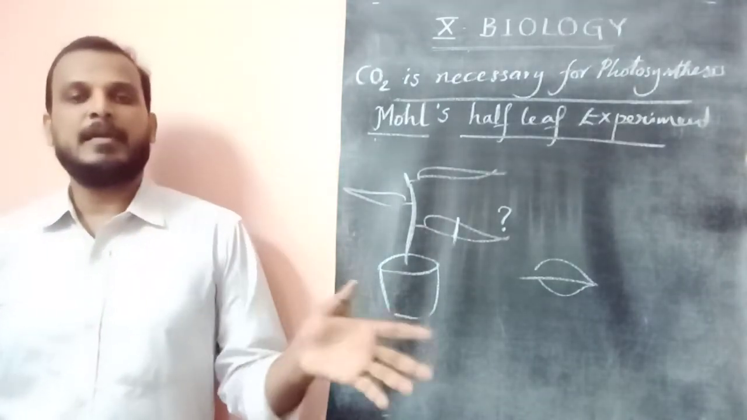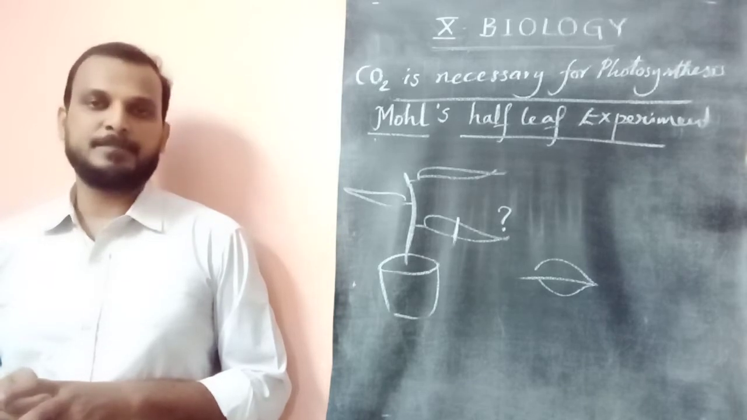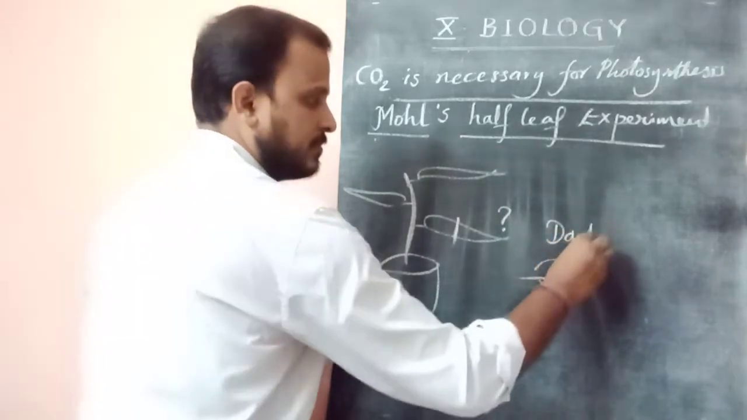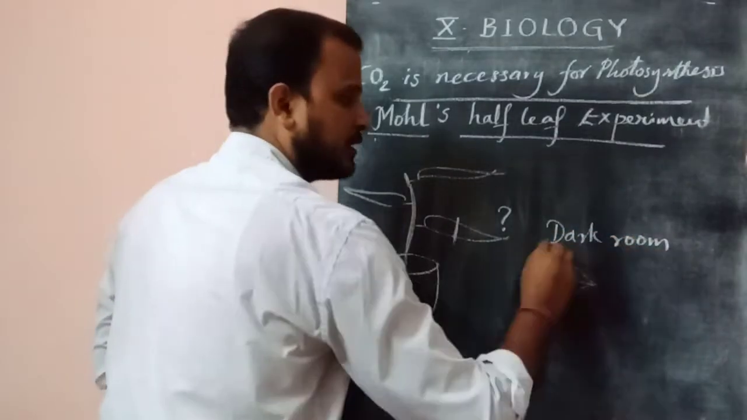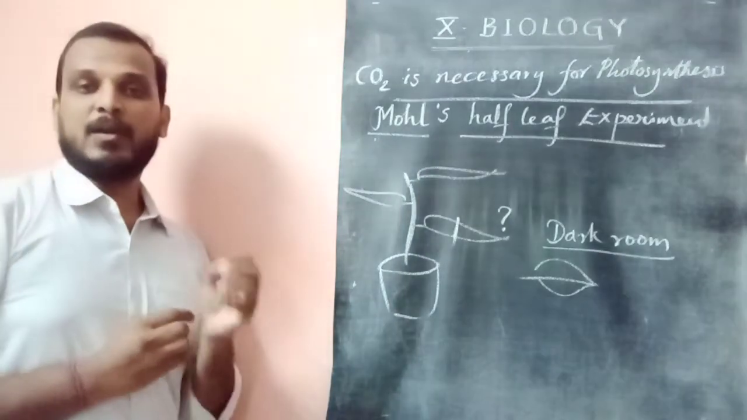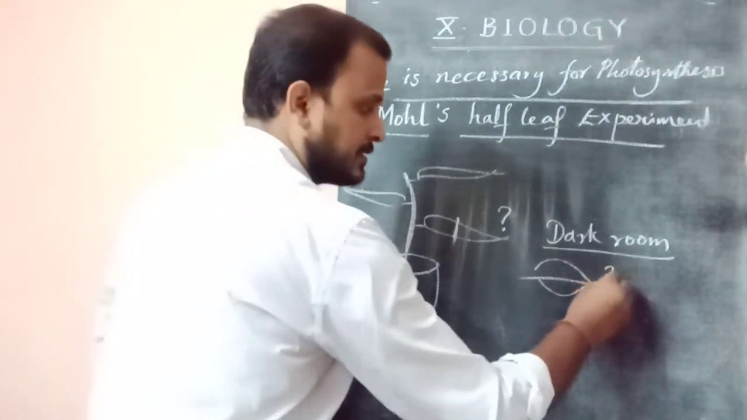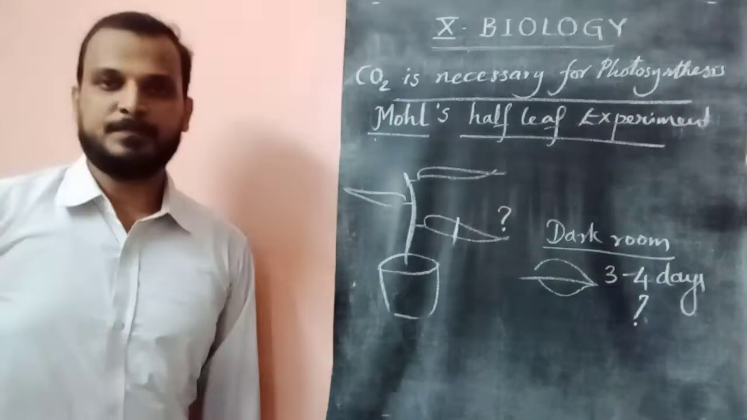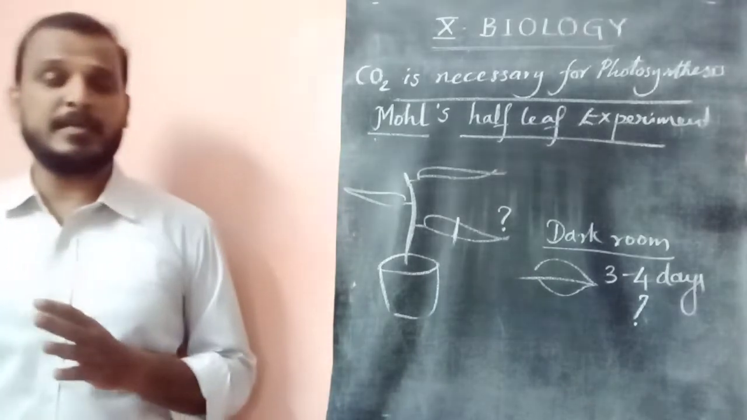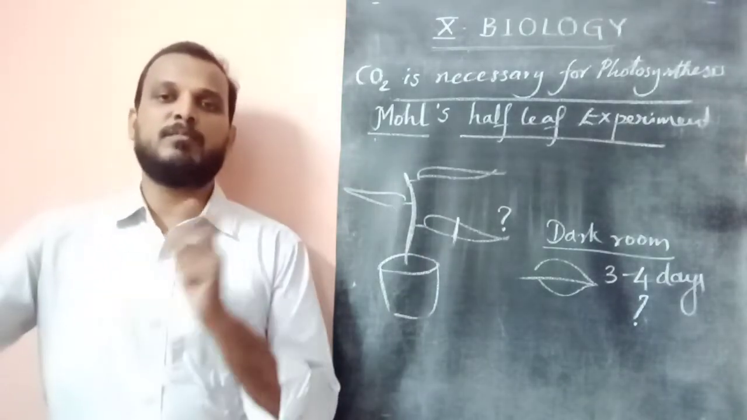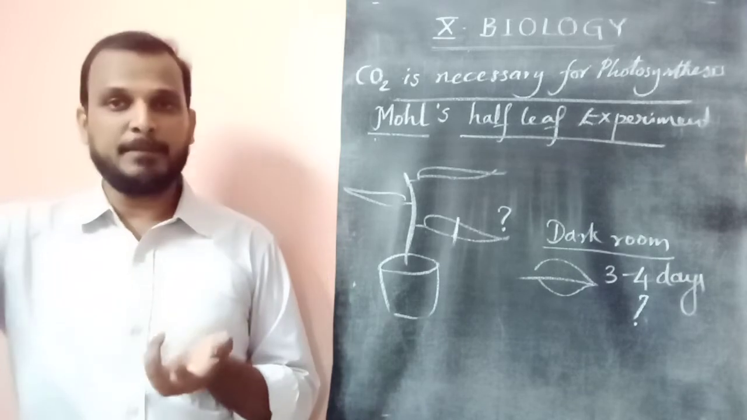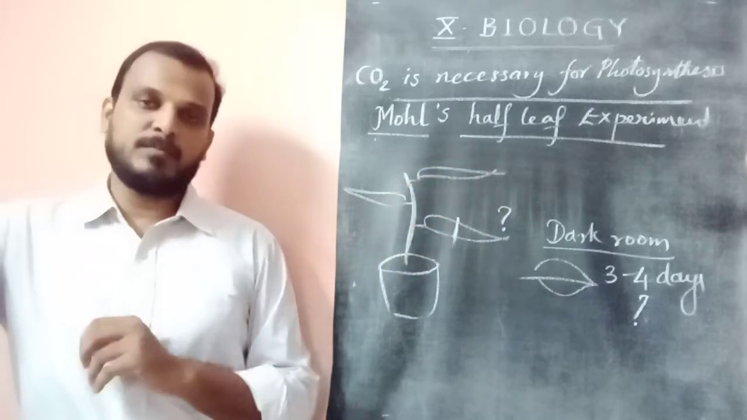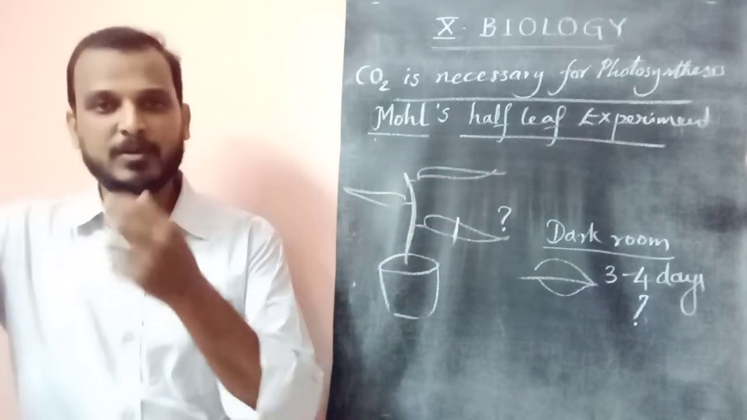First, he took a plant with long narrow leaves, and then he kept this plant in a dark room without the availability of sunlight for 3 to 4 days. Again a question, why? This is all the care he takes before doing Mohl's half-leaf experiment to know the importance of carbon dioxide. So he kept this plant in a dark room for 3 to 4 days. And coming to the reason why.